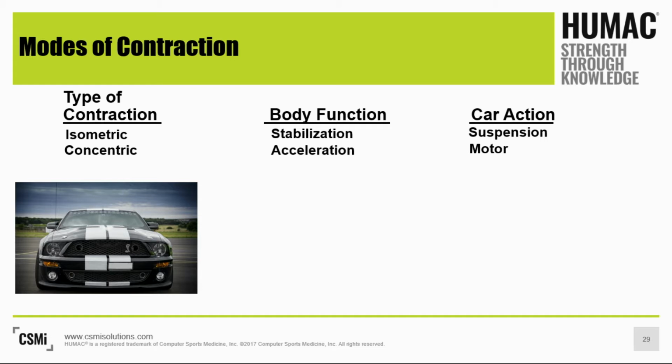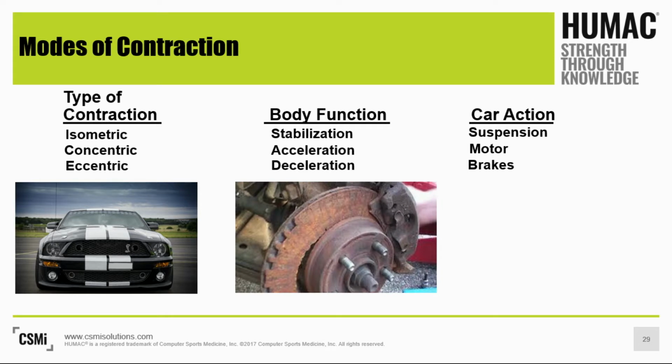For the eccentric mode, in our bodies, it serves as a decelerator. We use it to lower ourselves down the stairs or into a chair. We use it to catch ourselves from falling when we catch our toe on the carpet. Athletically, it slows our arm down after we release the ball, or it allows us to change directions when sprinting. In the car, it's the brakes.